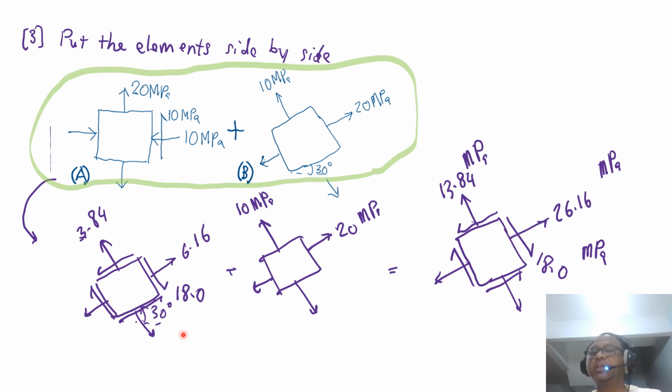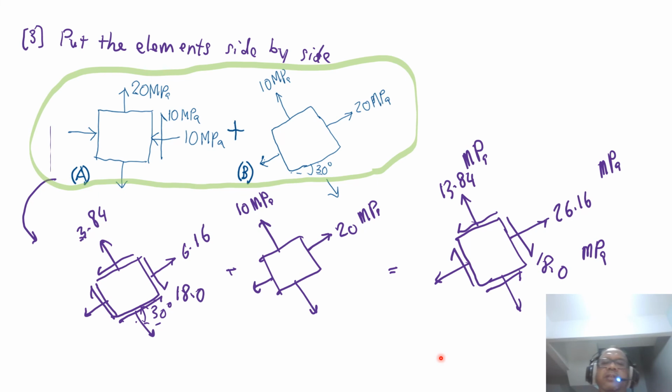So when we rotate element A to be in line with element B, this is what we get: 18, 6.16, and 3.84. Okay, so with that we add them together, 10 plus 3.84, we got 13.84, and 20 plus 6.16, we have 26.16, and then 18 is in this negative direction, so 18 megapascal. So we now have a stress element which is rotated 30 degrees from the horizon, and we combine them together and we've got this resultant stress.